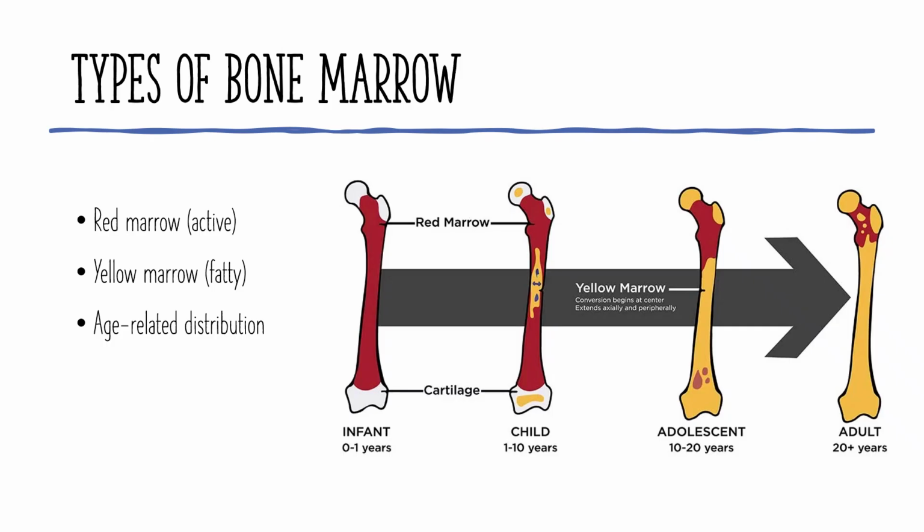Histotechnologists play a role here too. Proper decalcification and processing are critical because marrow fat and delicate precursor cells are easily distorted. Overprocessing can artificially reduce apparent cellularity. So when we talk about marrow types, we're not just describing anatomy, we're establishing the baseline needed to recognize abnormality.